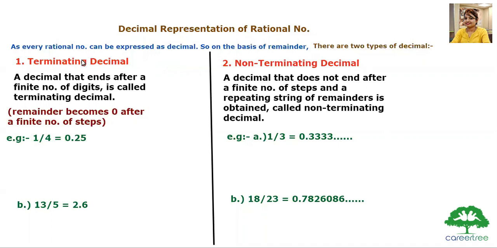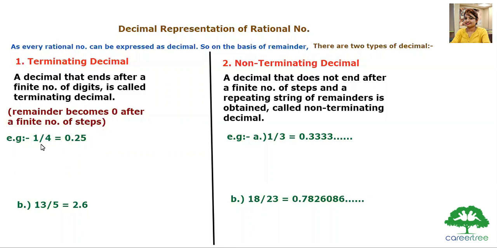So first we will learn terminating decimal. A decimal that ends after a finite number of digits is called a terminating decimal. Or you can say, if you are dividing the numerator by the denominator in a fraction, the remainder becomes 0 after a finite number of steps.